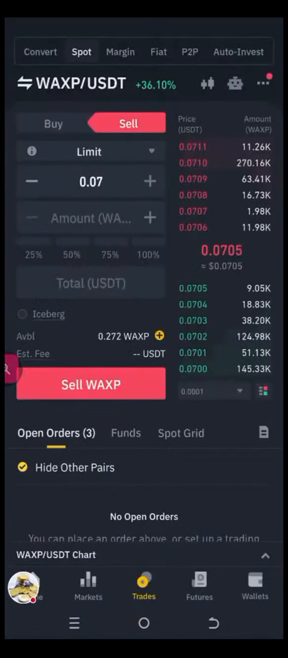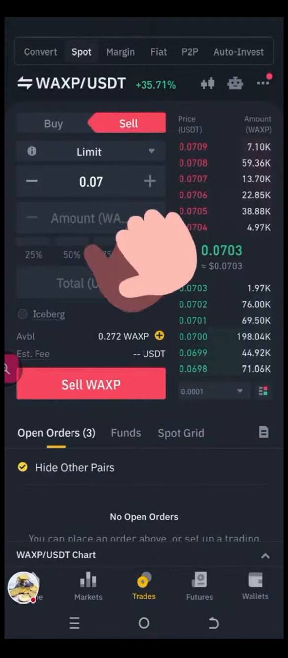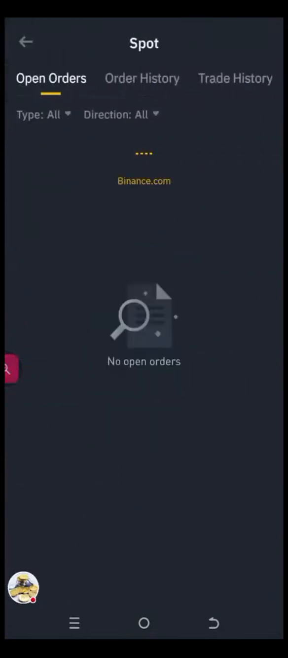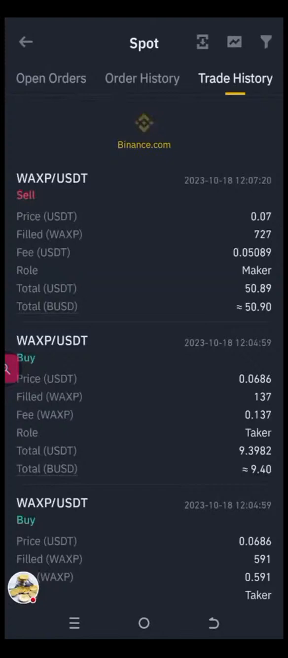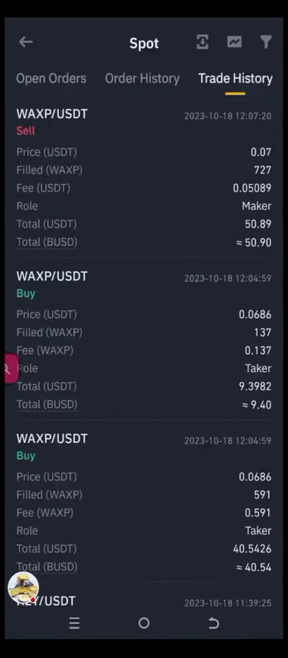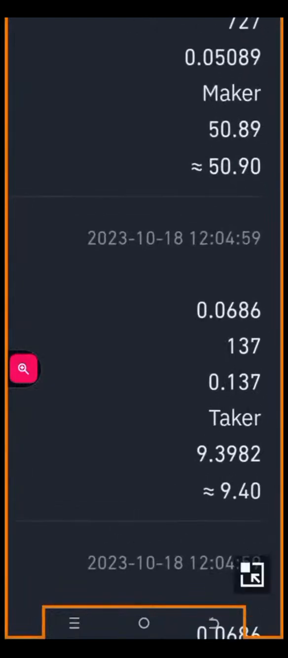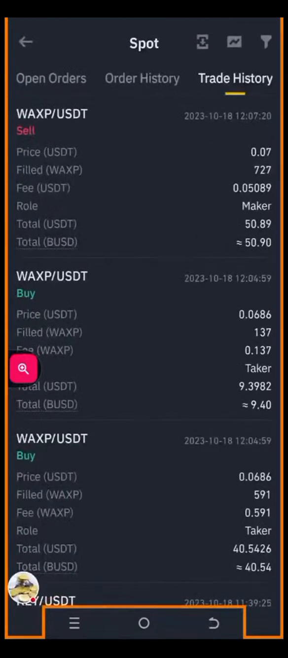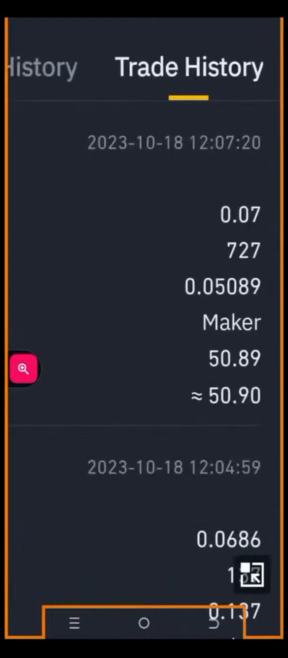Oh my God, I just had to come back immediately. See, Waxp has already executed. Awesome. Don't forget, we set this for 0.07, right? And look at it, it has already executed. Can you just imagine the last becoming the first? That's what it means, right? Look at the trade history. How much did we buy it at? We bought it at 0.0686, right? Look at that. We bought it at 0.0686 and then we sold it at 0.07.